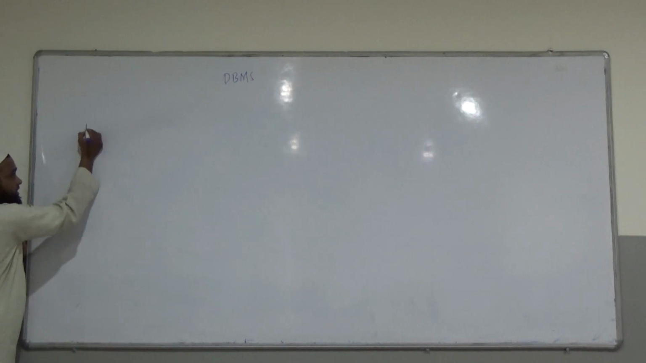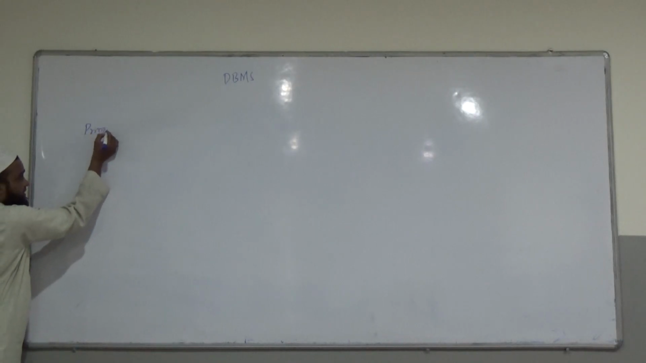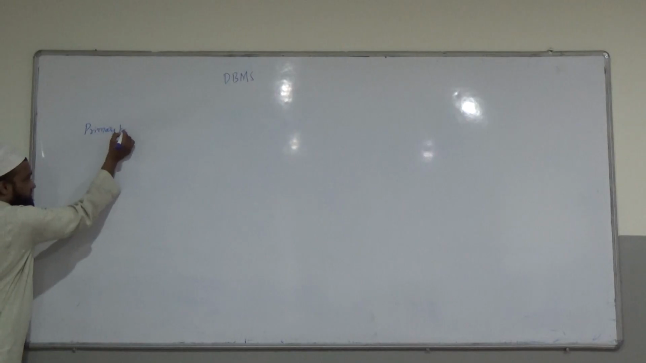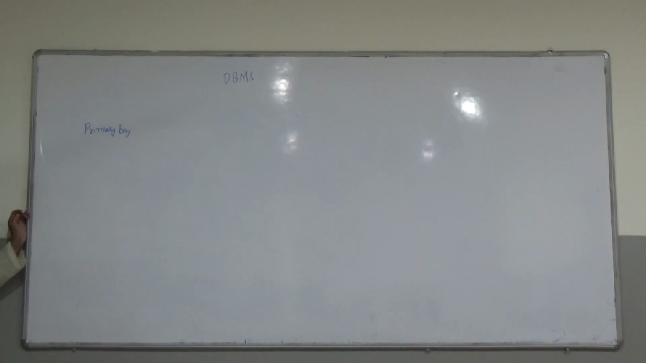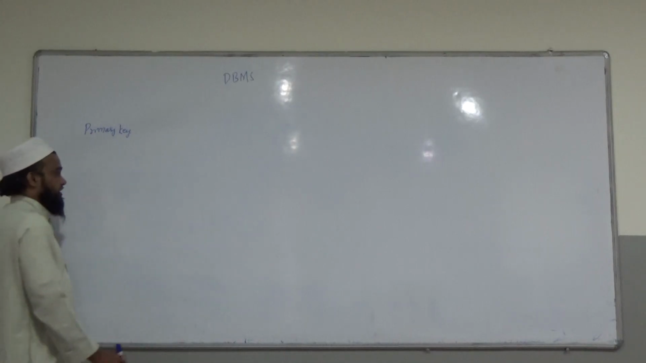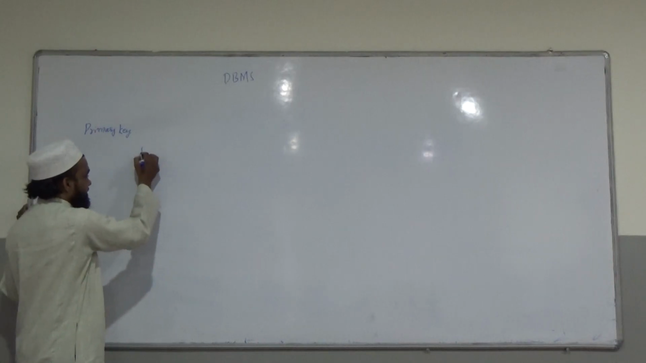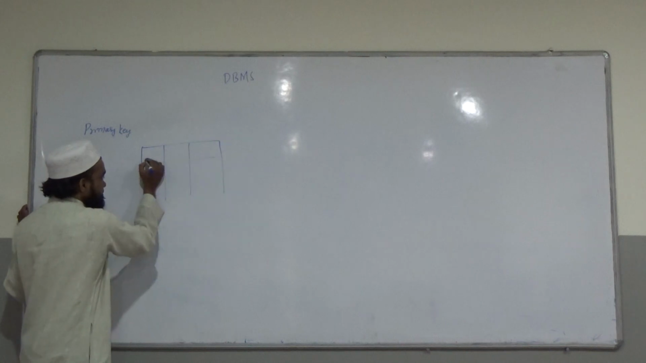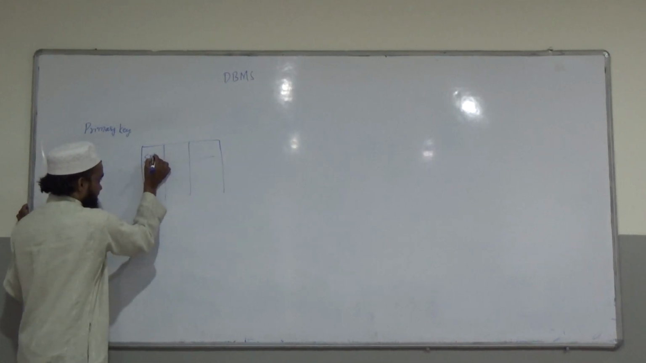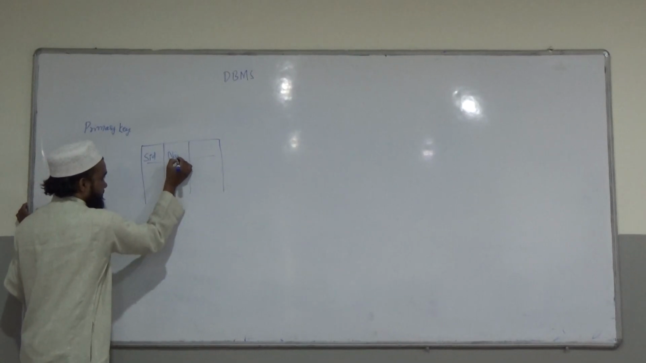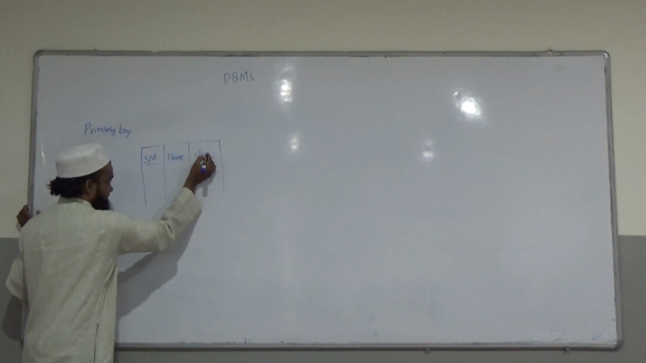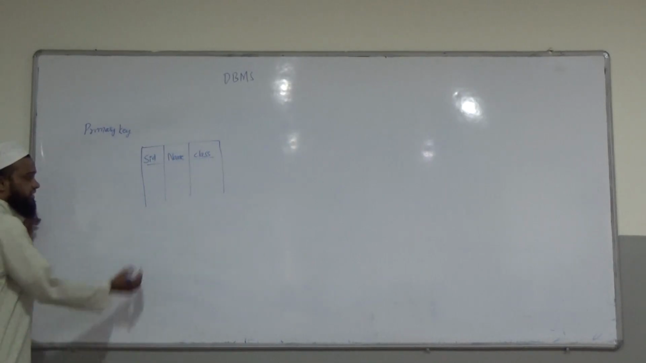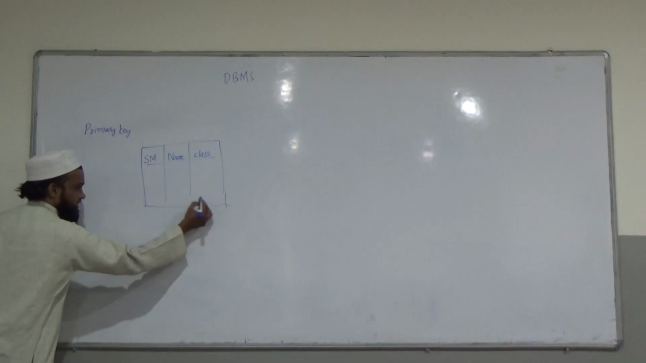Coming to primary key, a primary key will have only unique values and primary key will not have any null values. Primary key and foreign key are used to denote relationship between two tables. For example, consider there is a table called student, with attributes SID, name and class, in which class he is studying. Here the unique thing will be SID.